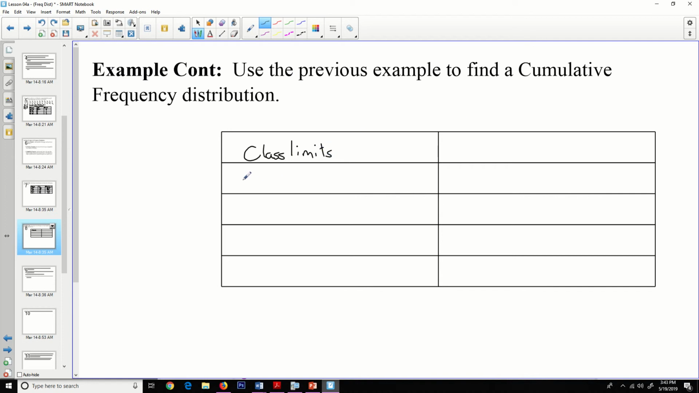And it'll be the same again, so 64 to 72. Let's do a better job with a 4. And then 73 to 81, 82 to 90, 91 to 99, and then the cumulative frequency.